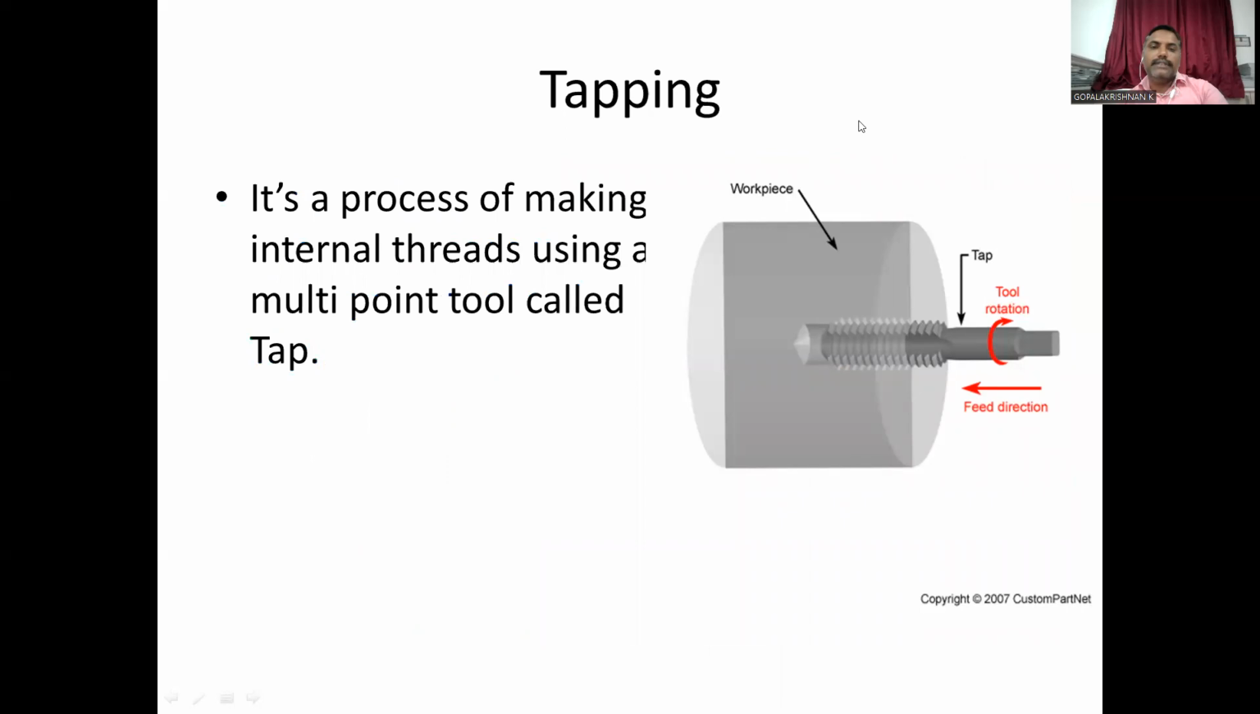Then the next one, tapping. It is a process of making internal threads using a multi-point tool called a tap. In this drawing, here is the workpiece. This is the tap tool. Here are the tool rotation and feed directions. Here the threads are made internally using a multi-point tool.